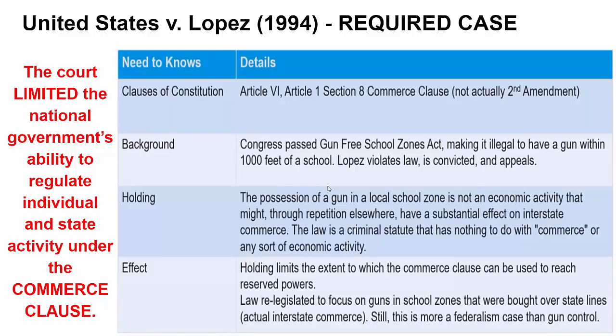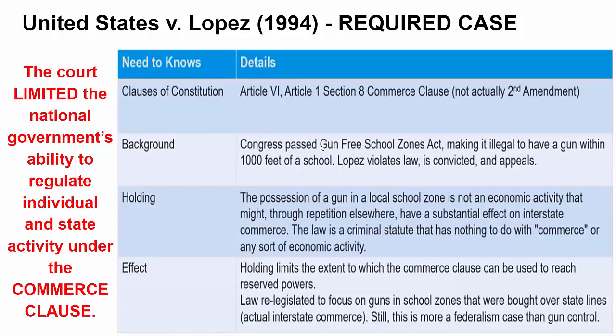So in U.S. v. Lopez, remember, the court limited the national government's ability to regulate individual and state behavior under the Commerce Clause. Specifically, if you recall, Congress had passed the Gun-Free School Zones Act, which made it illegal to have a gun within 1,000 feet of a school. Of course, Lopez was a student who brought a gun to school, violated the law, was convicted. Remember, what the court ruled is that the possession of a gun in a local school zone is not an economic activity that might have a substantial effect on interstate commerce. And the law is a criminal statute that has nothing to do with commerce or any sort of economic activity.